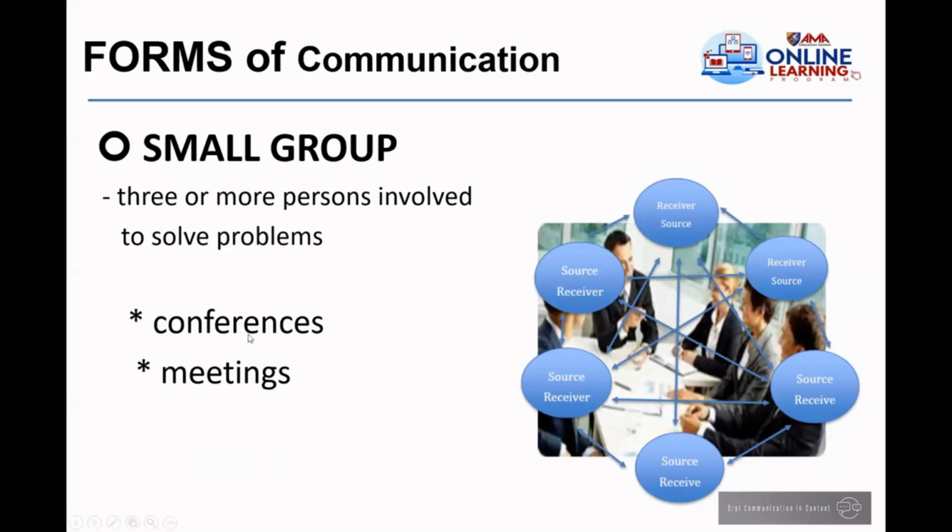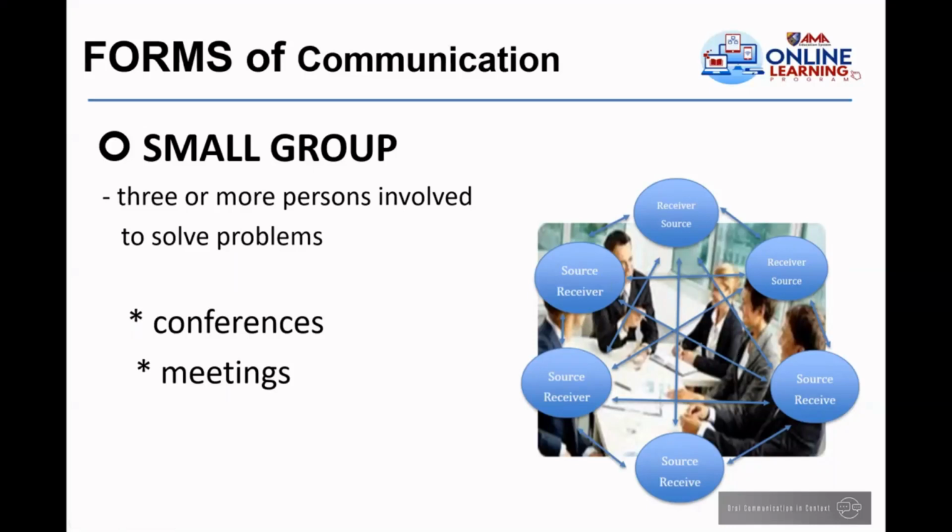Okay, for the conferences, it is composed of 3 or more persons involved. Also with the meetings and group works in the face-to-face classes, diba? So here, 1, 2, 3, 4, 5, there are 5 persons involved in the small group. Each of them can be the receiver or the source of the information. For example, this is the sender. All of this will become the receiver. But if this would become the sender of the message, this will become the receiver of the message. So each of them can be the receiver or the source of the message.